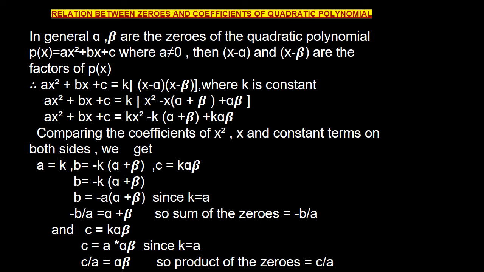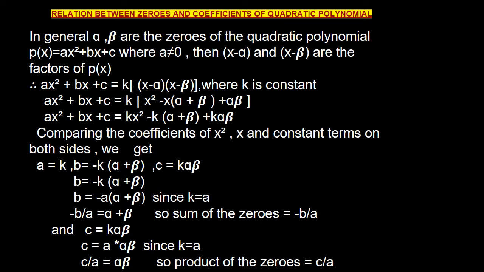From this, if we transpose this minus a to the left side, we will get minus b by a is equal to alpha plus beta. What are alpha and beta? These are the zeros of the polynomial. The sum of the zeros of a polynomial, alpha plus beta, is equal to minus b by a, and c is equal to k into alpha beta. From the constant term, c is equal to k into alpha into beta.